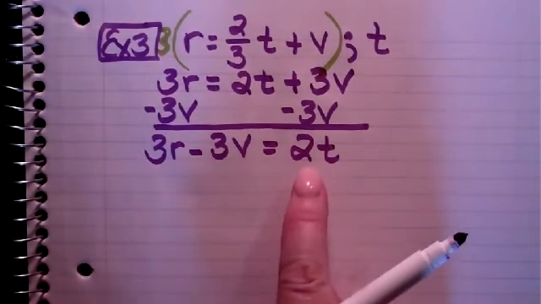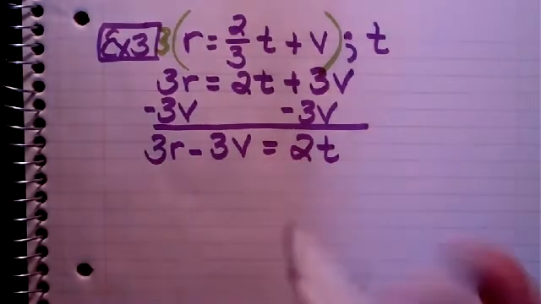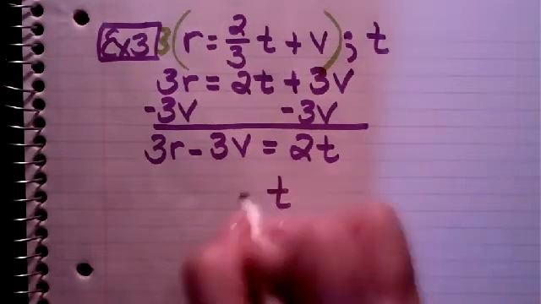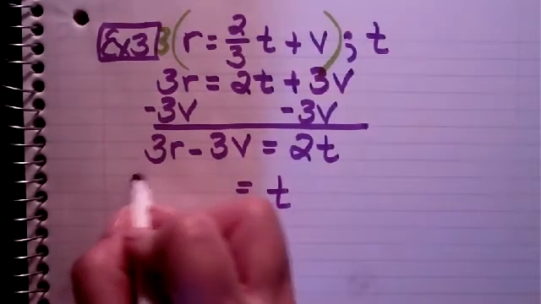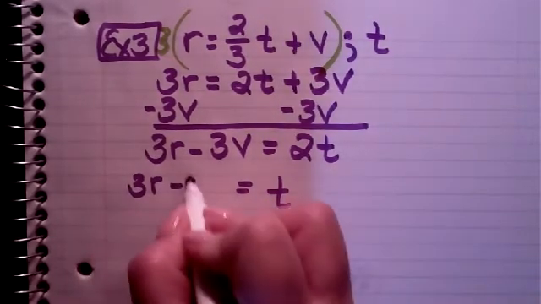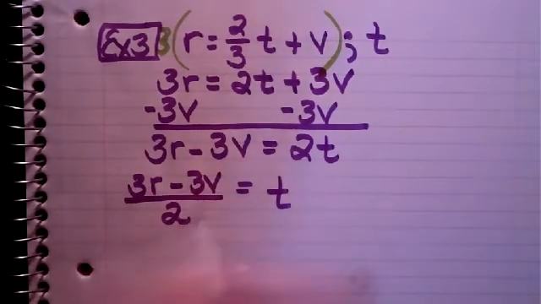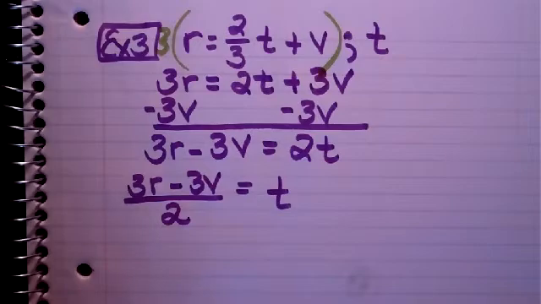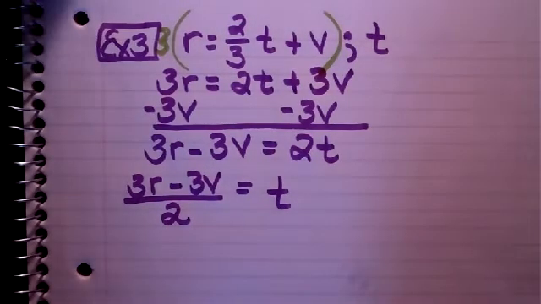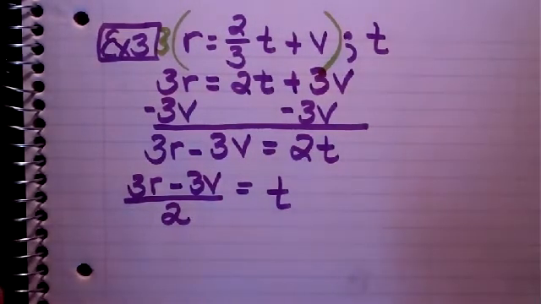Now, all I got to do now is divide by the 2. So I can just do T equal to 3R minus 3V, all divided by 2. And I'm done. Okay, pause and copy, and then we'll move to example 4.